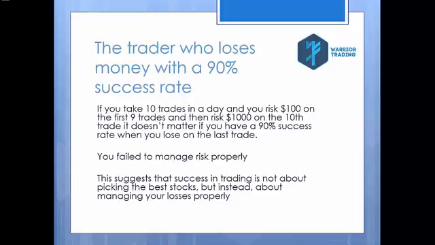He takes 10 trades in a day and he risks $100 on the first 9 trades and he wins on the first 9. He's up $900. He was risking 100 to make 100, a 1-to-1 ratio. He made $900. And then on the 10th trade, he decided to risk $1,000 and he lost. He's now a losing trader despite being right 90% of the time. He failed to manage his risk properly.